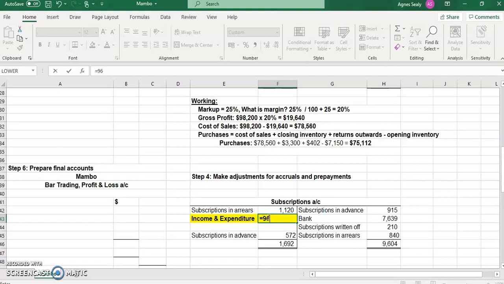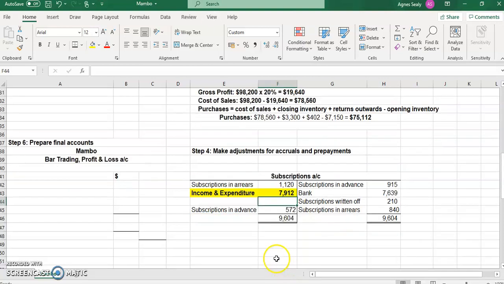So $9,604 minus $1,692. So our subscriptions to be included in the income and expenditure account, $7,912. $7,912 would be our subscriptions to include in our income and expenditure account for the period. So we made an adjustment for that.